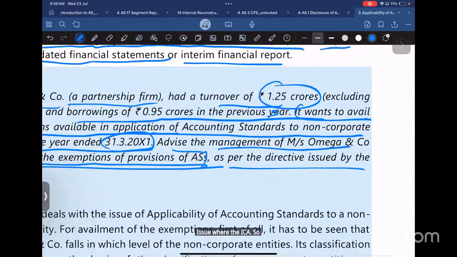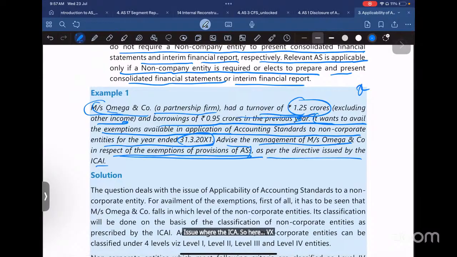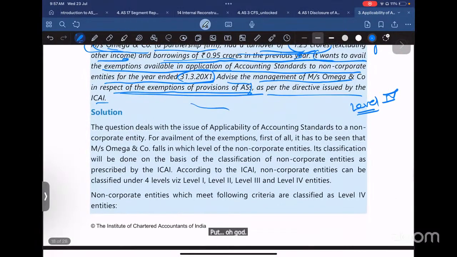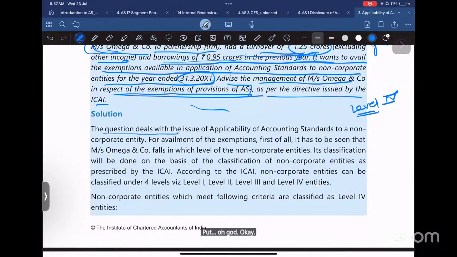So here, yes, turnover is less than 2 crore. And why is it less than 2 crore? Okay, so this should be the level 4. Okay.